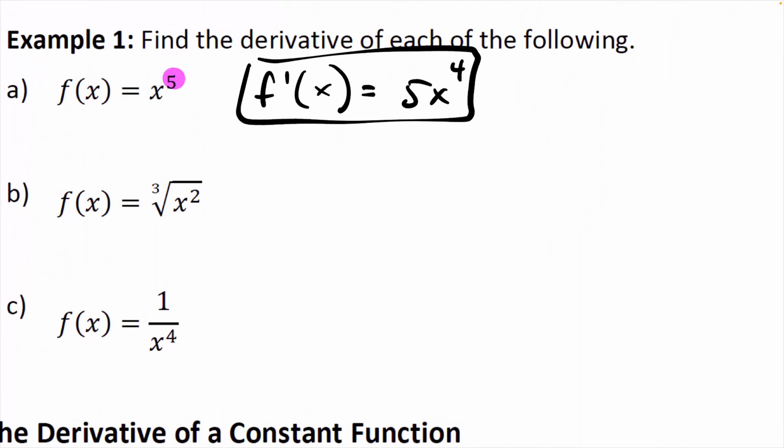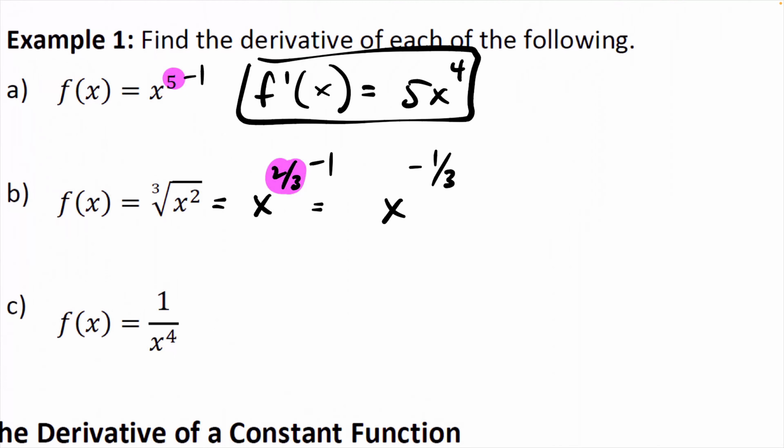B kind of throws a wrench. We got to get rid of the root. So how do we get rid of the root? Well, we change it to a fraction power, 2/3. So the old power was 2/3. What happens when I subtract 1 whole from that? You get negative 1/3, right? If I subtract 1 whole from 2/3, I get a negative number. That's okay. Negative 1/3. I can have a negative power.